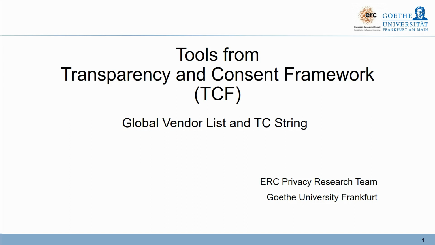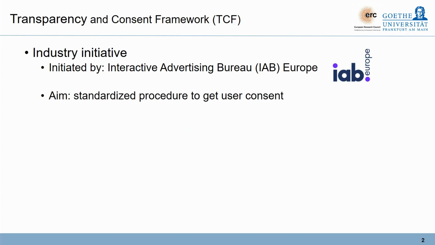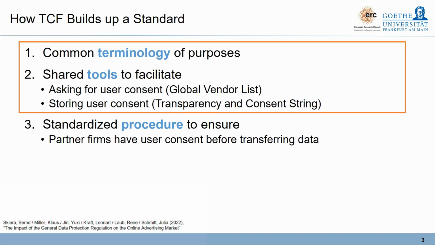In this episode, we'll look at the essential tools the Transparency and Consent Framework, TCF, provides, the Global Vendor List and TC String. As a quick recap, the TCF is an industry-wide initiative developed by IAB Europe to standardize user consent procedures under privacy regulations like the GDPR. The TCF builds up a standard with 3 steps. We focus on the first 2 steps in this episode.